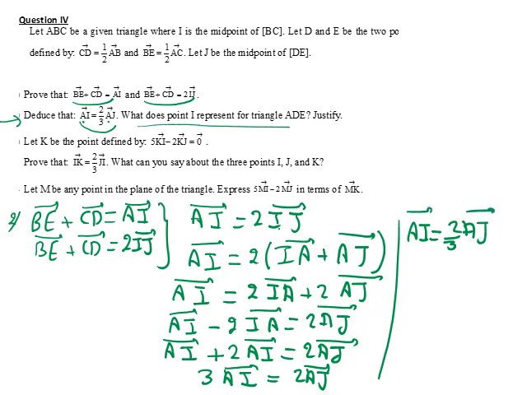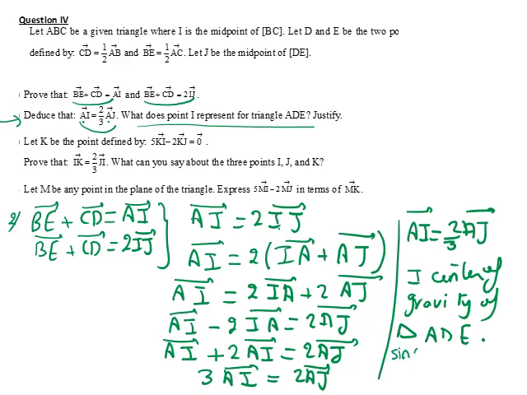What does I represent for triangle ADE? I is the center of gravity of triangle ADE, since AI equals 2 over 3 AJ.